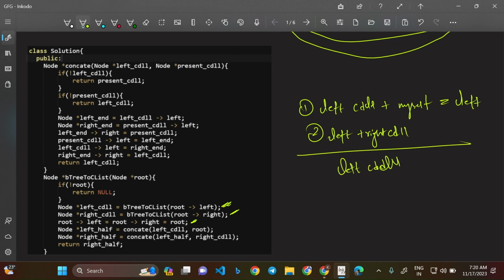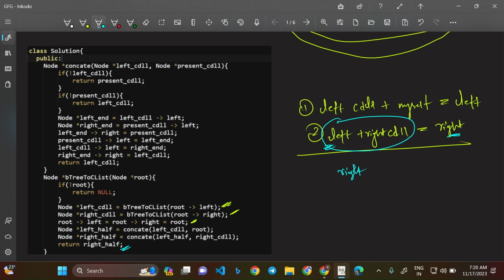You can name it right, or whatever. Because the head point, the starting point of the whole CDLL, will be held by the right, we'll be returning the right. That is the reason I've written right half here.